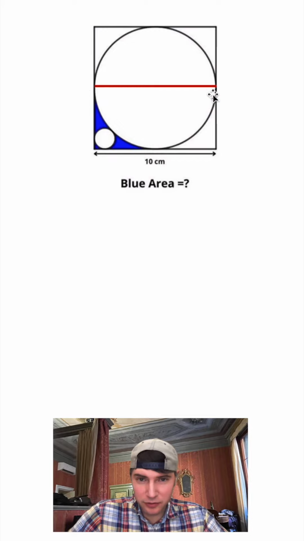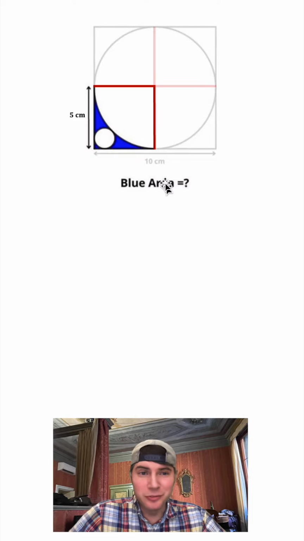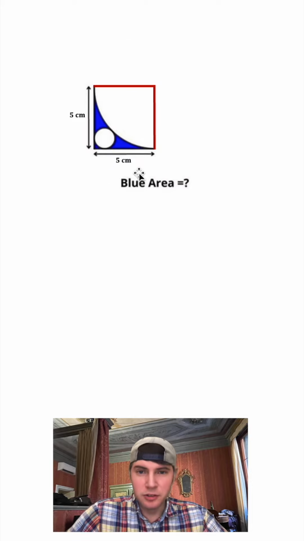Let's cut this in half horizontally and half vertically. This distance right here is going to be half of the 10 centimeters to give us 5 centimeters. Looking at this, the blue region is only in this lower left quadrant. So I'm going to focus on the lower quadrant. This down here will also be 5 centimeters. Let's zoom in on this quadrant.